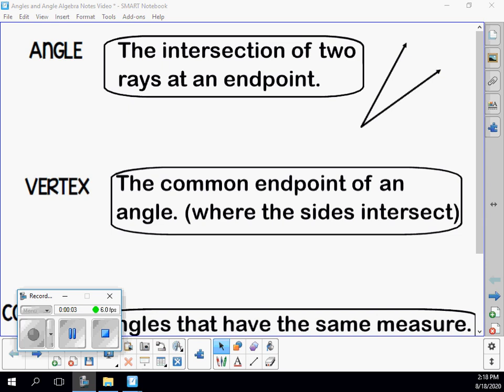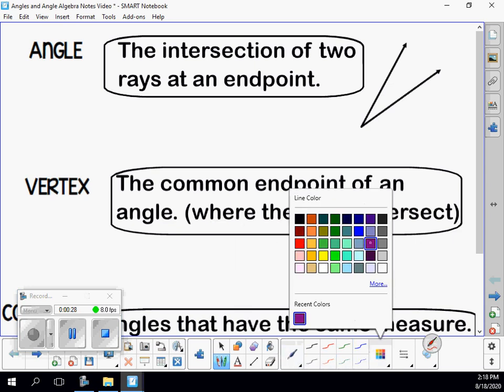Alright guys, today we're going to be on page 7 of the note packet. We are going to talk about some angle vocab, what they look like, how to name them, kind of like how we started this unit a couple days ago. The first term, an angle, is the intersection of two rays at an endpoint. So remember, a ray only goes on in one direction. So I'm having two of them put together here.